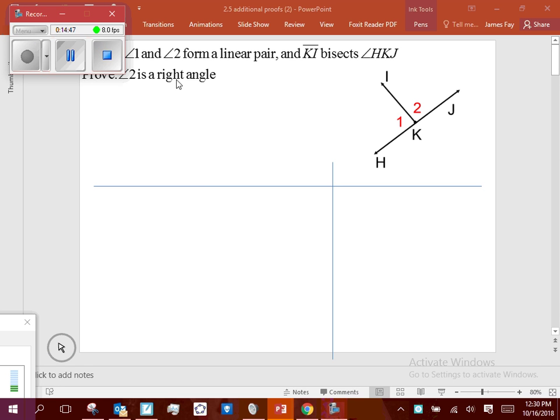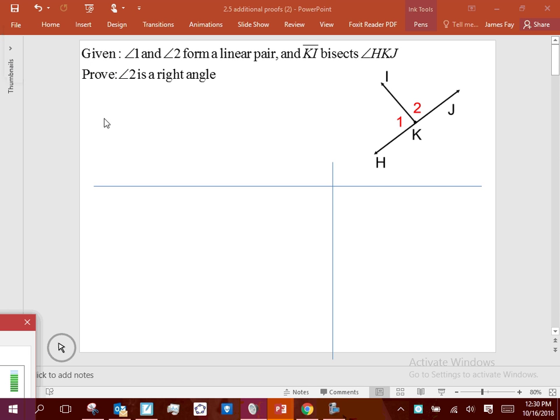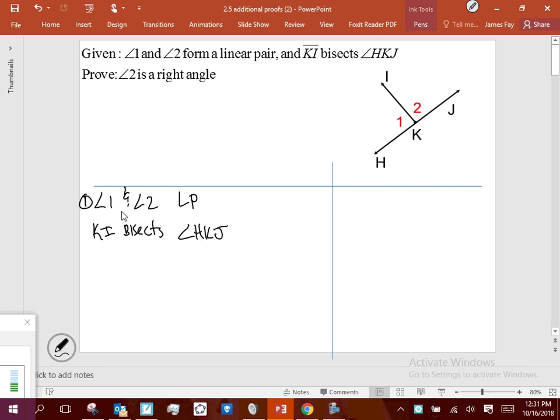Something else, guys, to think about when you're doing this, just kind of an organizing approach. There's multiple pieces of information up here in the given, right? My suggestion is you don't have to number them all separately. But I would write, like, angle 1 and angle 2 are a linear pair. And then underneath that, I would write KI bisects HKJ. Because I think it's a little bit easier to recognize that you got multiple things going on there, where if you did it this way, you might overlook one of them. Does that make sense? Okay, so try to organize the way you do these things in a kind of logical, thoughtful manner.